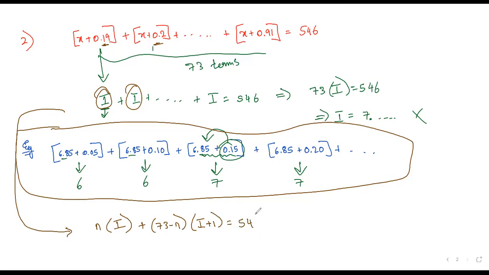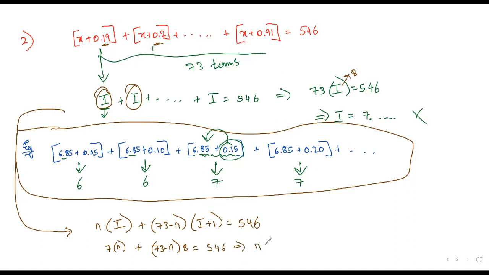Now, what is the value of I? The value of I has to be 7, correct? Because it cannot be something greater, it cannot be something smaller. If you take I as 8, then this will exceed the value of 546. And you cannot take something smaller either. So I has to be 7 and I plus 1 will be 8. That means 7 times n plus 73 minus n times 8 has to be equal to 546.